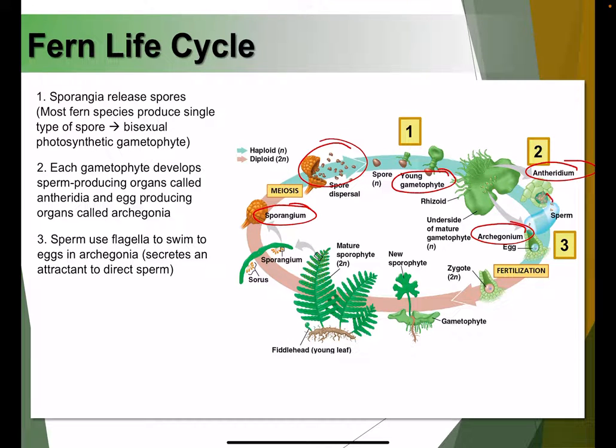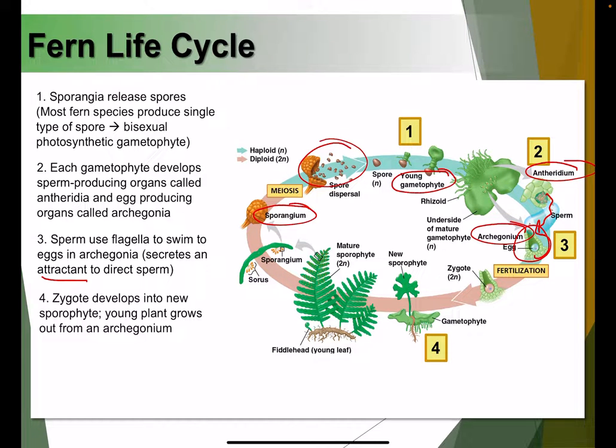The sperm will again swim through a thin film of water towards the egg in the archegonia, and the archegonia actually secretes an attractant that directs the sperm as to where they're supposed to go. Fourth step is that once that sperm is able to get to the archegonia, it fertilizes the egg inside of it, which will then become a zygote. The zygote then will develop into a new sporophyte, and this little young plant will grow out from the archegonia, where you see that there you have this little leaf coming out.